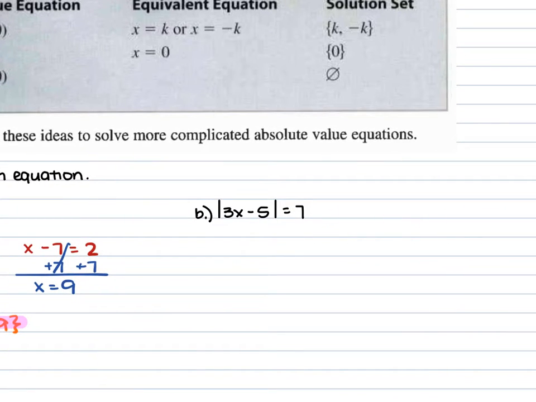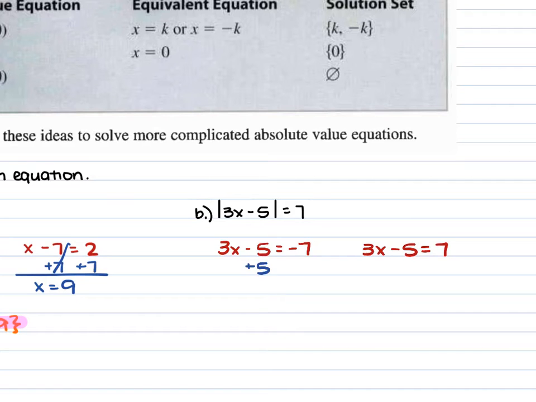For b, we have the absolute value of 3x minus 5 is equal to 7. We have our absolute value equal to a positive number, so we're going to separate this into two equations. So we're going to get rid of those absolute value bars, have 3x minus 5 is equal to the opposite of 7, so negative 7, as well as 3x minus 5 is equal to 7.